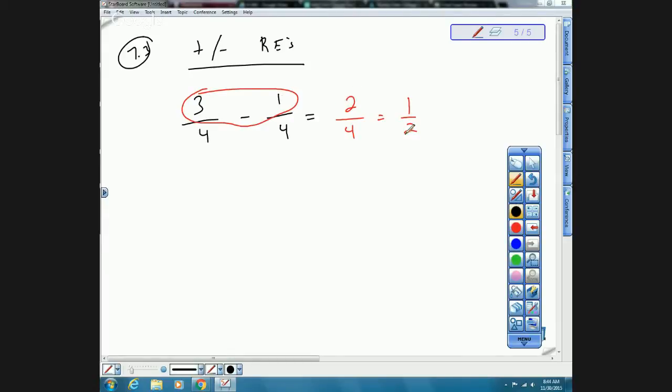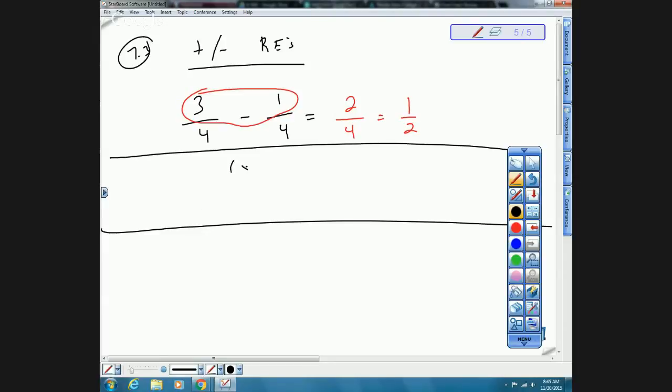Same thing is going to work with rational expressions. If the denominator is the same, no matter how crazy the denominator is, if it's exactly the same, you're just looking at the numerators. There's one other thing that we haven't done in a while that we'll refresh over.